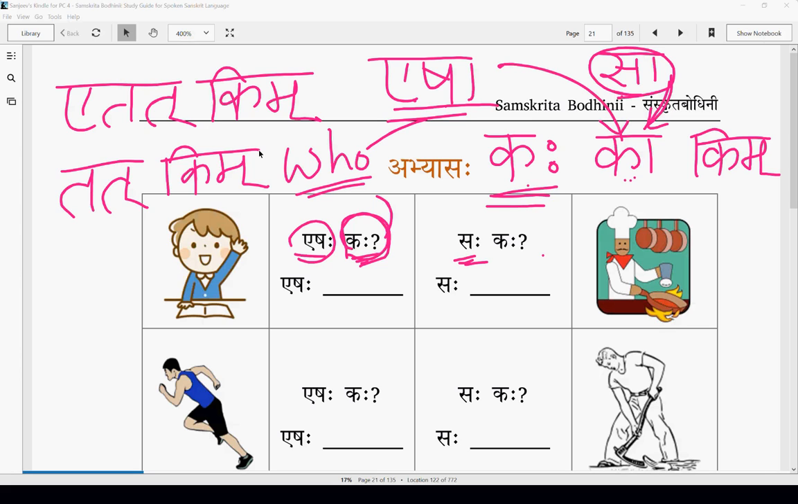Then if it is an animal, like a dog, we don't know what its gender is. So what is a good way to ask? There is no specific way to ask. You can ask Eshaha Ka in that case, or Esha Ka. Or even you can ask Etat Kim, there is no problem. Etat Kim is also okay, because that is just a question.